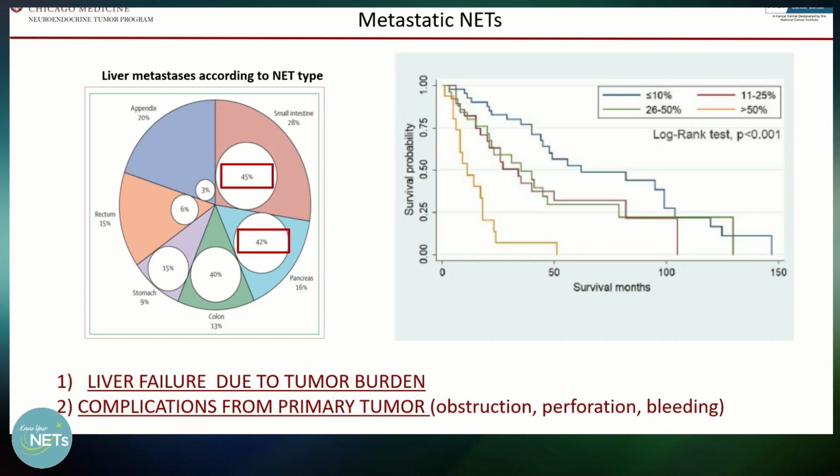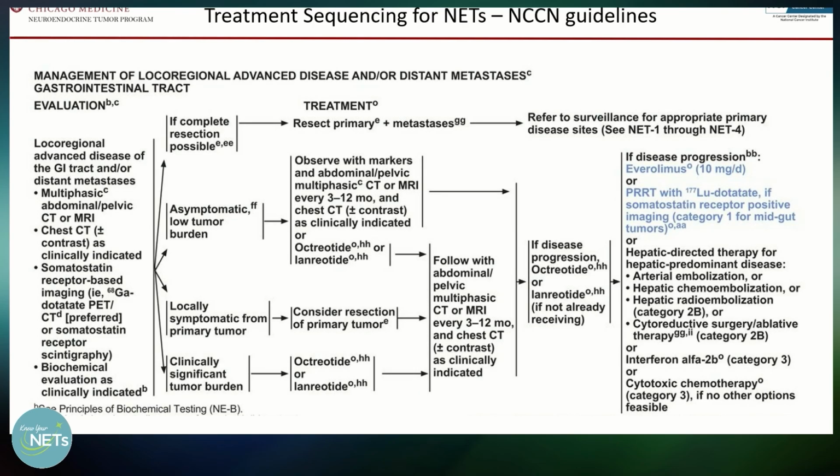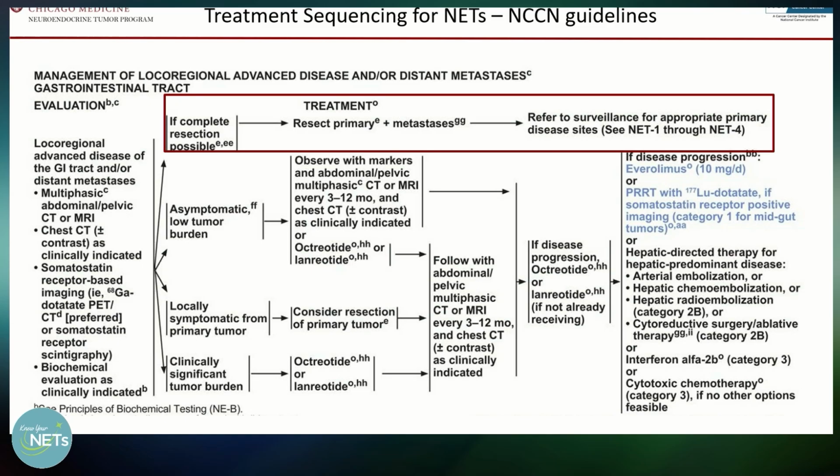local regional therapies. Now, if you look at the NCCN guidelines, which are guidelines that clinicians use to guide their treatment recommendations, you can see here that if complete resection of the neuroendocrine tumor and the metastasis is possible, it's generally recommended to do so. However, often complete resection of all metastatic disease is not possible. And so there are a lot of local, regional, and systemic therapies that then can be used.